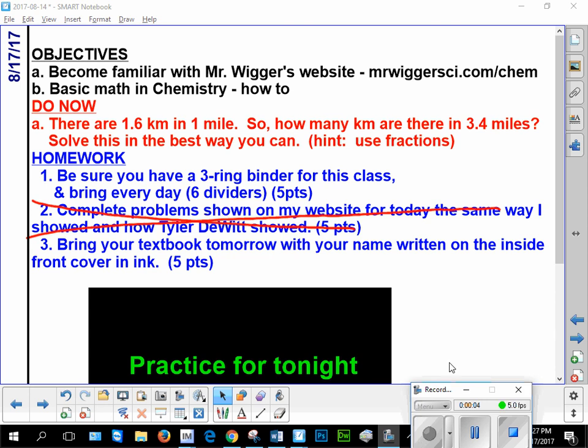Today, because of time, we cut out one of the homework problems, which was completing problems shown in the website, and that happened because we needed to spend more time on understanding how the recommended way of solving problems is in our class. It's actually not recommended, it's required. But yeah, that's what we're going to be doing.